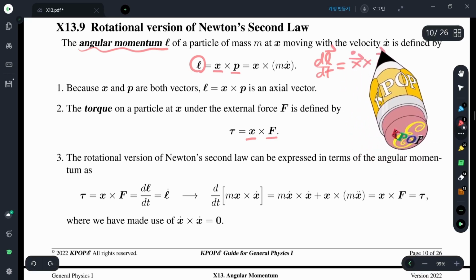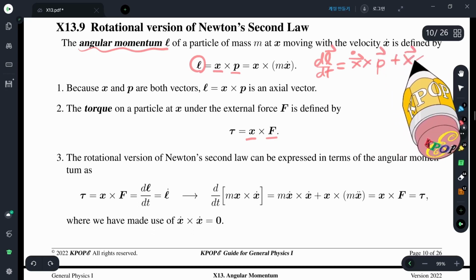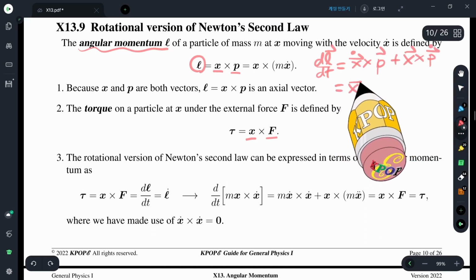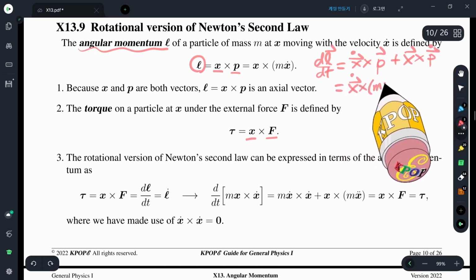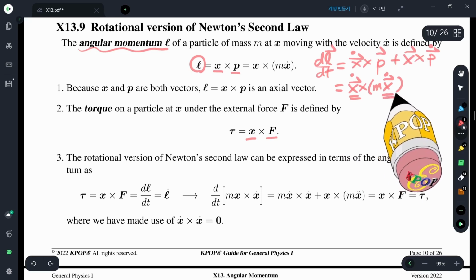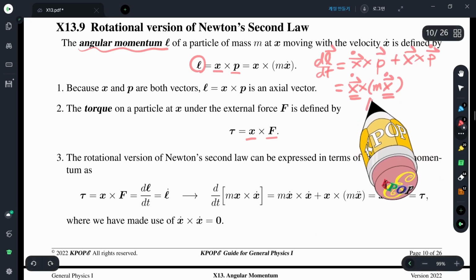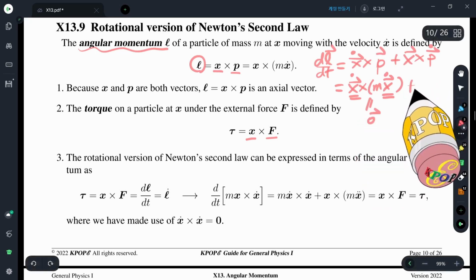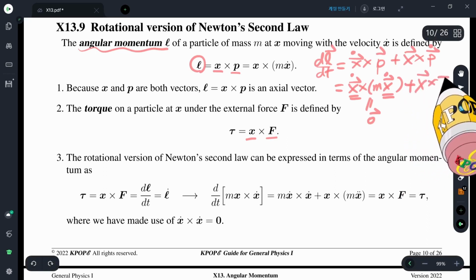x dot cross p plus x cross p dot. And we find this is m x dot cross x dot, and the parallel vectors' cross product always vanishes. The first term is 0. This one is the 0 vector, and this one is x cross F.